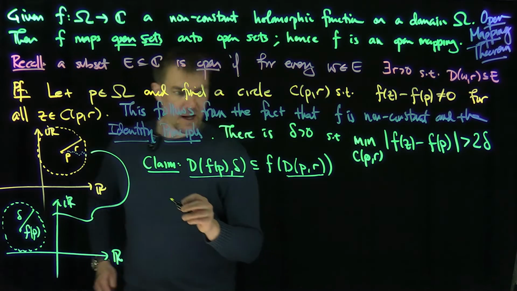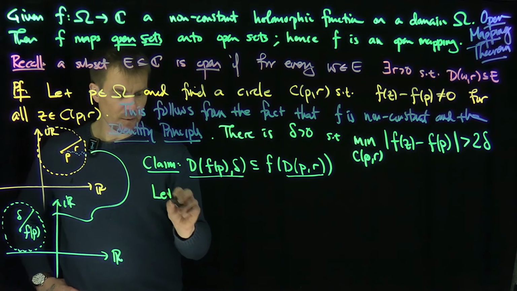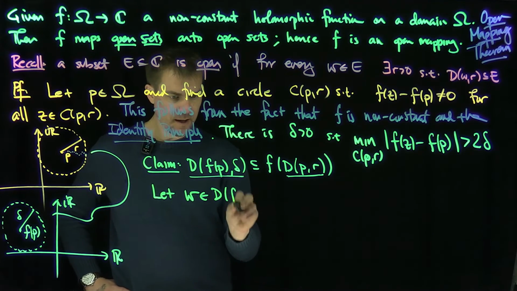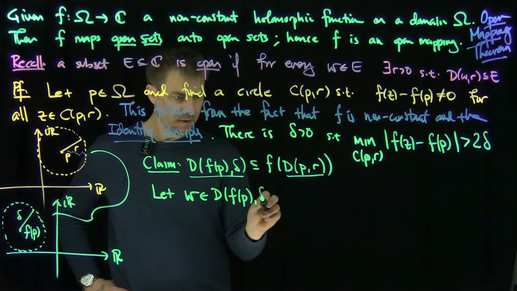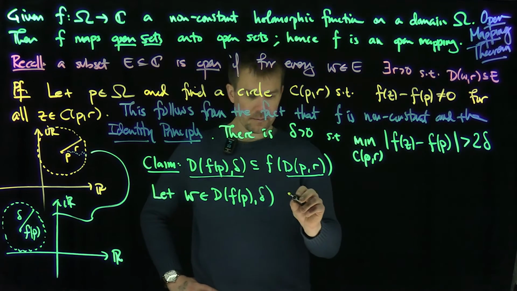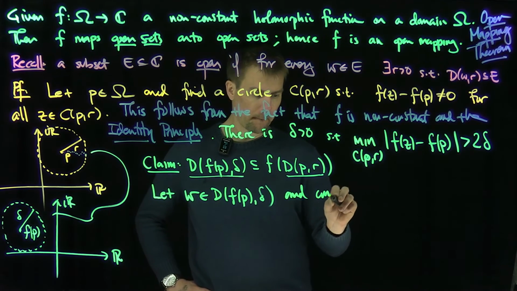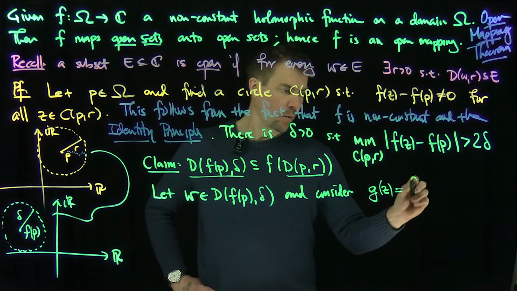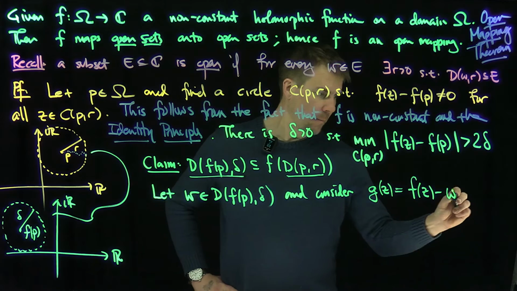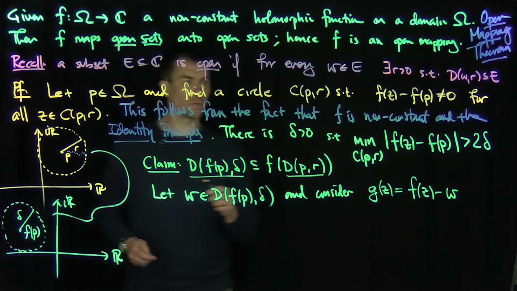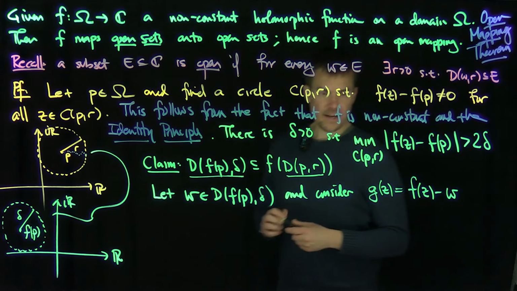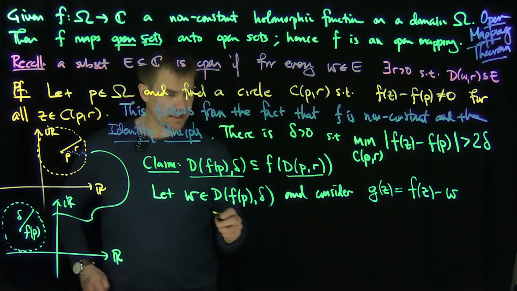And so what we're going to do is let w be a point in the disk D(f(p), delta) and consider g(z), which is f(z) minus w, like that. Okay? Excellent. Now, how can I estimate g? I can estimate g in the following way.